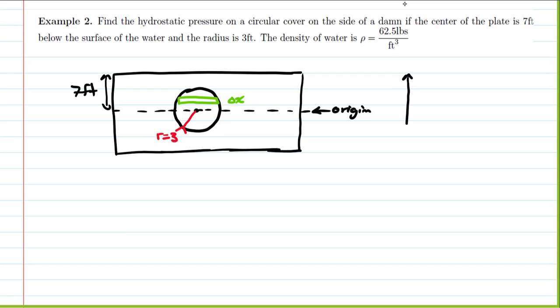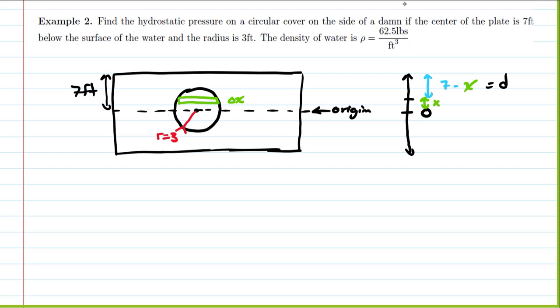So if we put the origin here, we then have something that looks like this. So there's our 0. We have our plate then located x units. So this distance would be x. And then the distance from the top, from here to here, would then be 7 minus x. So that would be the depth of each of those strips.